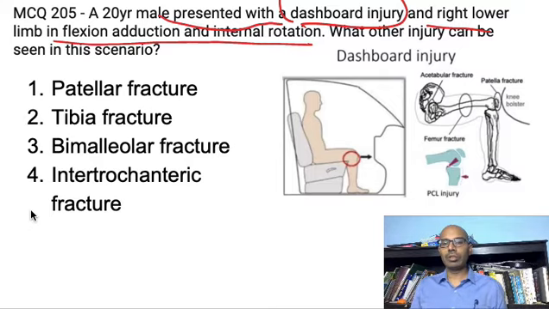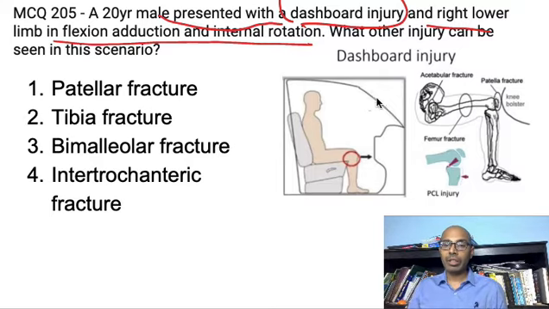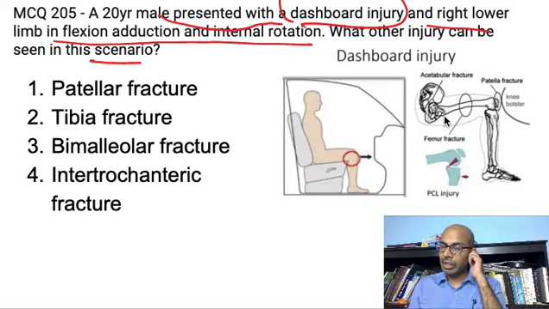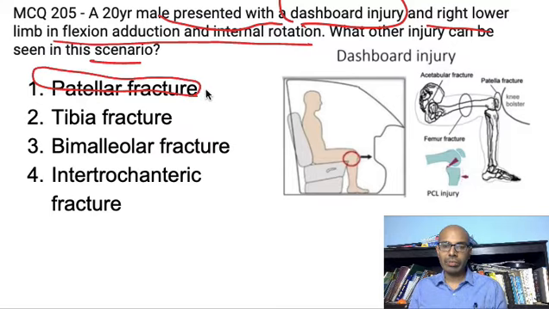It is posterior dislocation of the hip. What other injury can occur in this scenario? So in dashboard injury, there are multiple fractures and ligament tears that can occur. All of you should remember this very clearly. So the answer to this question is patellar fracture. Patellar fracture is the more common injury in this kind of a dashboard type of injury.